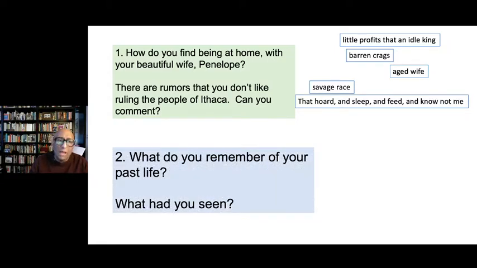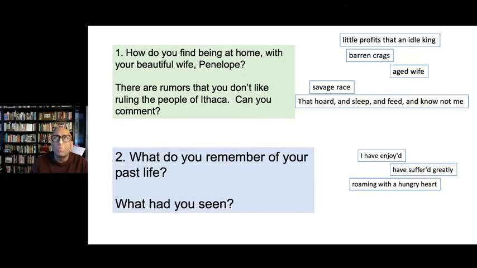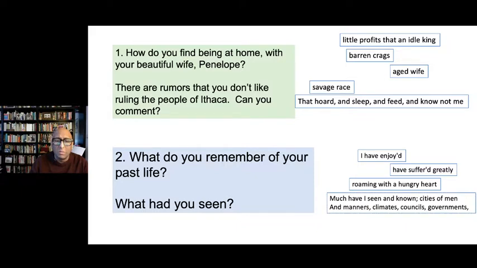What do you remember of your past life? What have you seen? I have enjoyed, suffered greatly, roaming with a hungry heart. Much have I seen and known, cities of men and manners, climates, councils, governments. I am part of all that I have met.